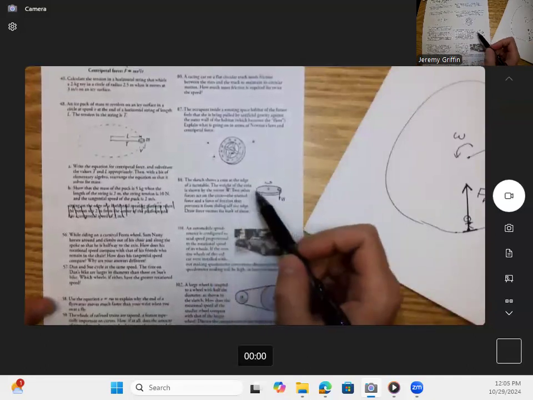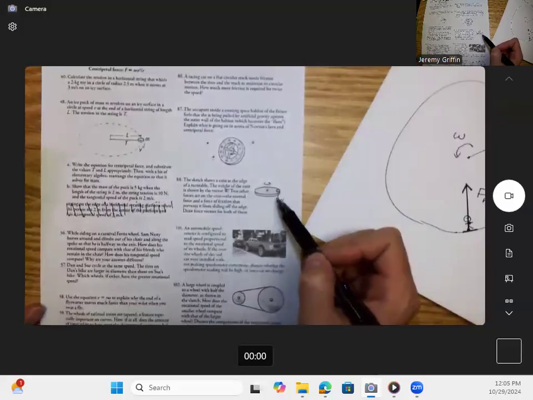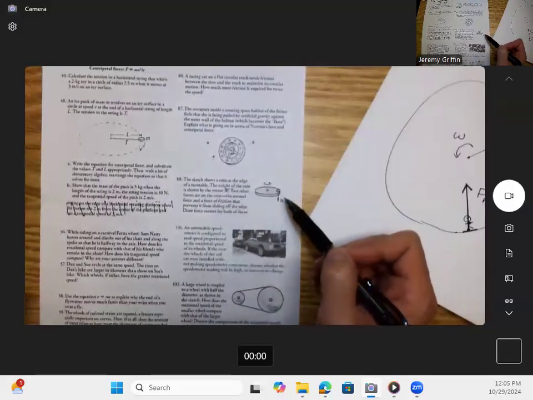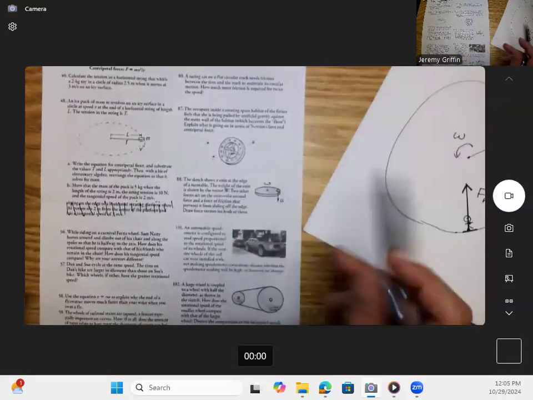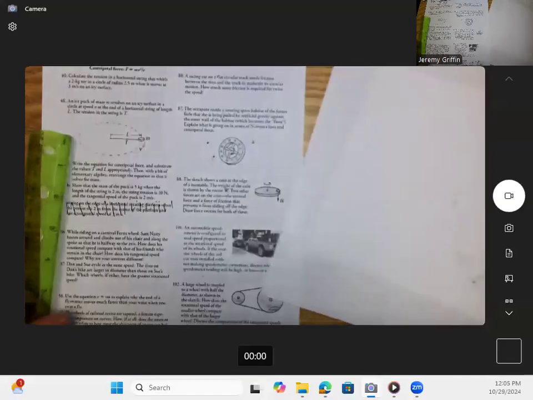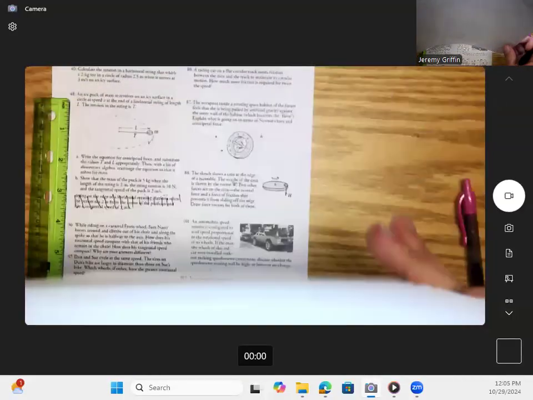88. Sketch shows a coin at the edge of a turntable. The weight of the coin is W, so W for weight. The other forces on the coin are the normal force and the friction force. Draw vectors for both of those. Let's draw a free body diagram on 88.